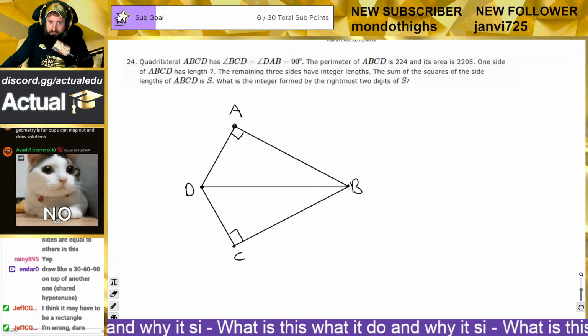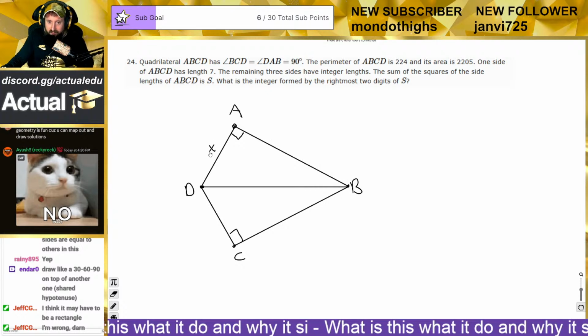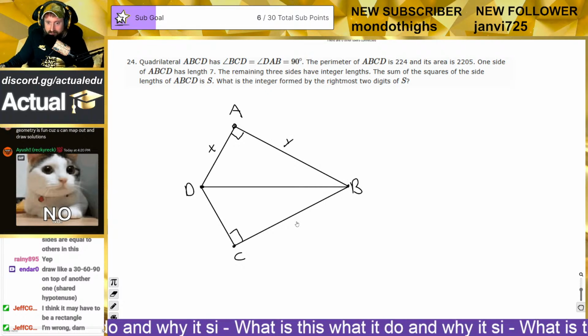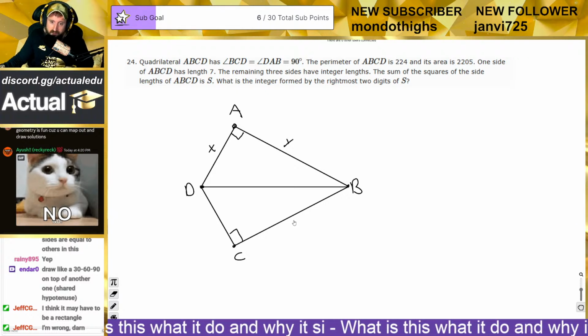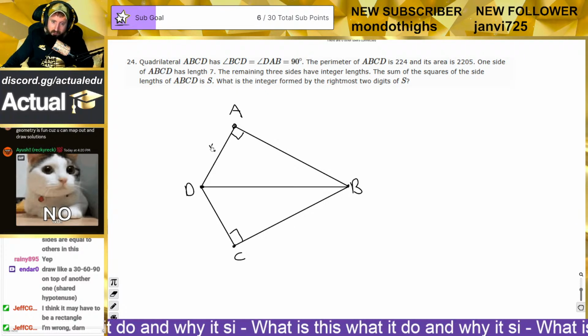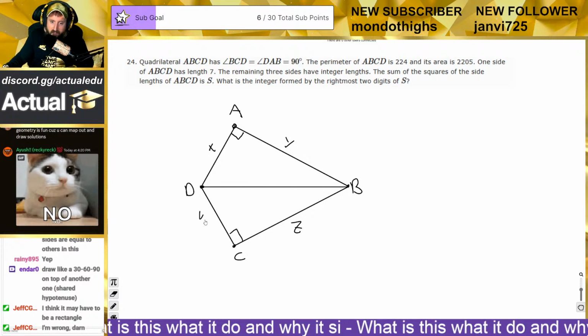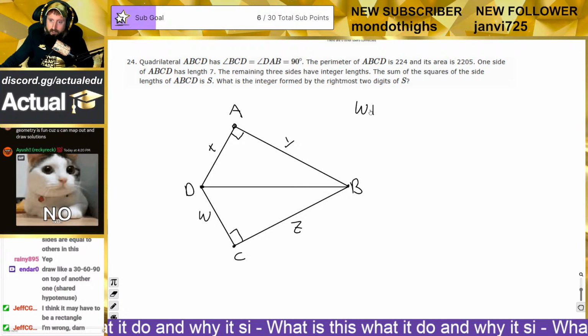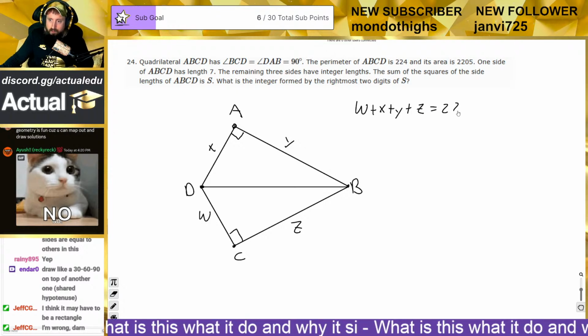Okay. Let's start labeling some things. Let's label this X, Y, Z. Well, W, X, Y, Z maybe? Yeah, let's do that. Let's say X, Y, Z, W. So W plus X plus Y plus Z has to equal 224.